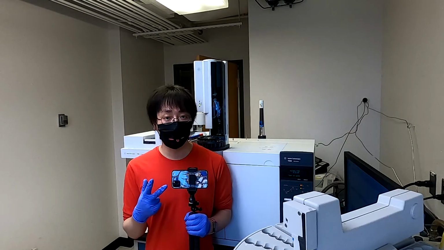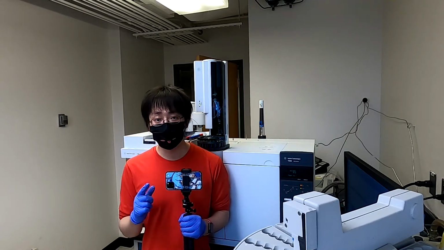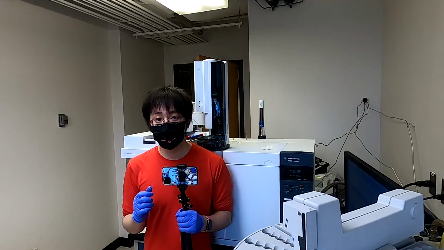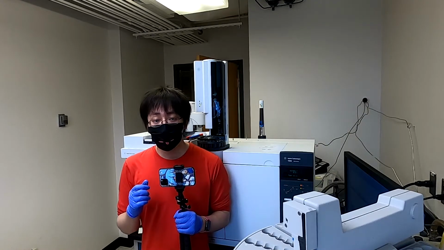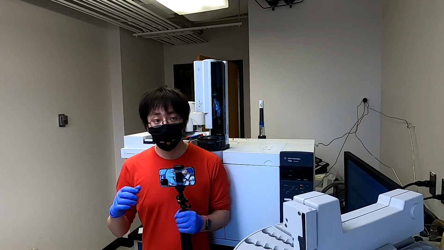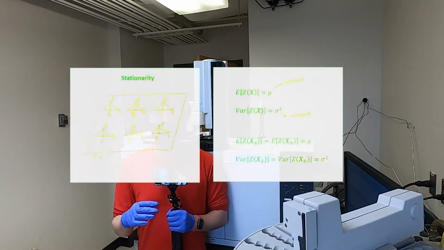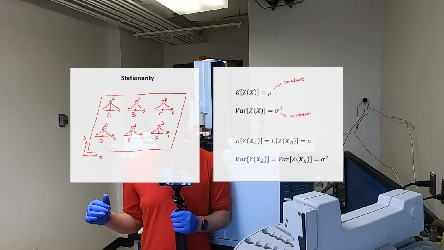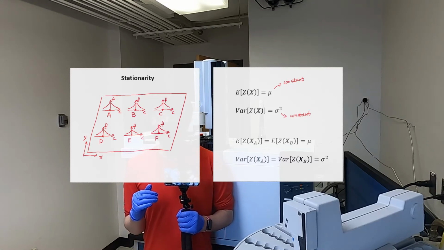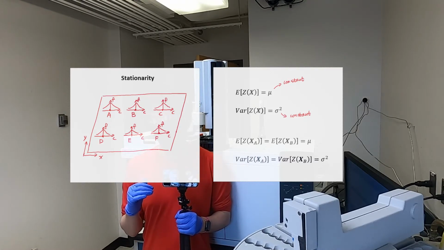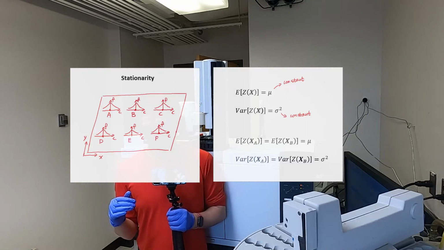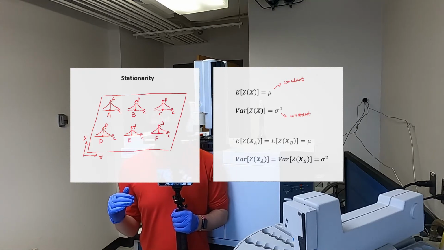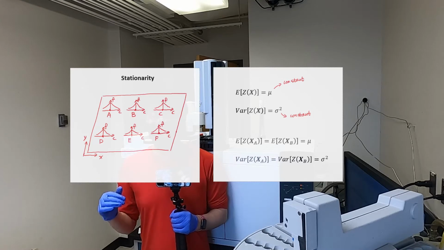Kriging has two assumptions, and the first assumption is stationarity. It means that the probability distribution of the DDT concentration is the same everywhere, like shown on the figure on the left, and the mathematical expression is on the right side. And if we assume the concentrations follow a normal distribution, it means that the mean and variance of the concentrations are constant in this region.